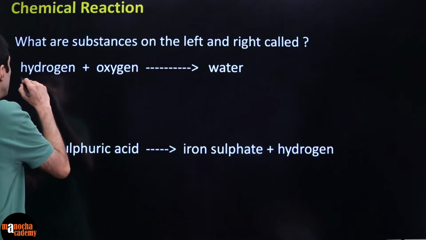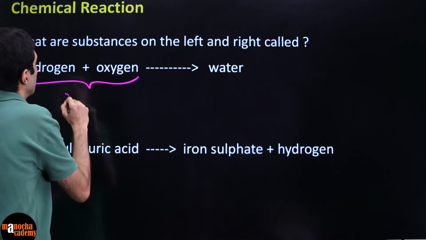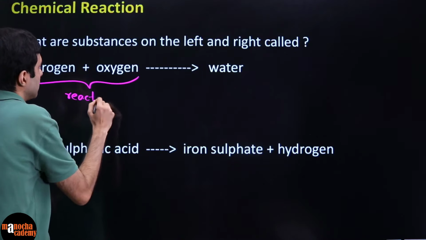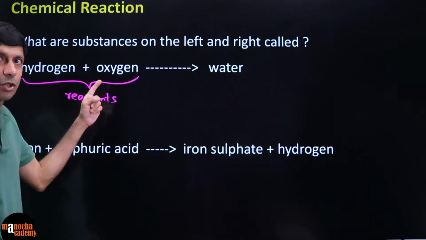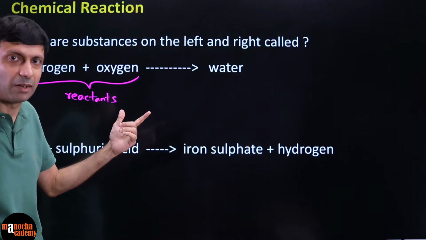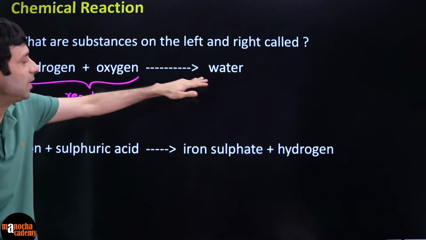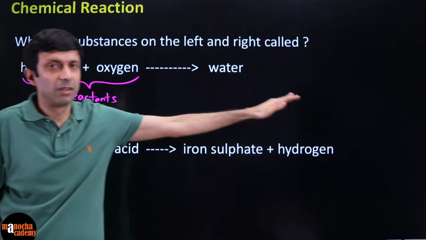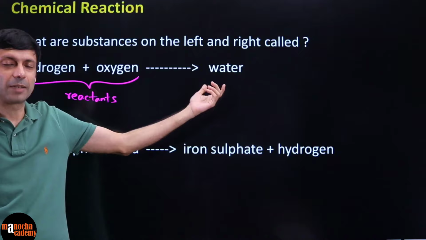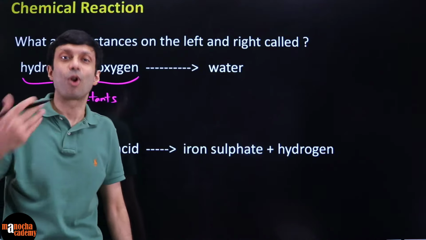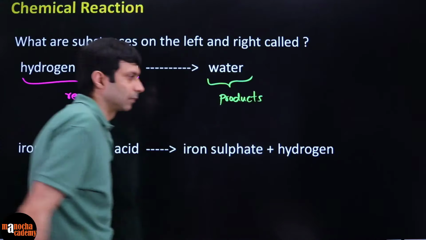So let's write that down. The guys on the left are called the reactants. So here hydrogen and oxygen are the reactants of the chemical reaction. And what are these guys on the right called? Water. So here we have only one substance. These are known as products of the reaction.